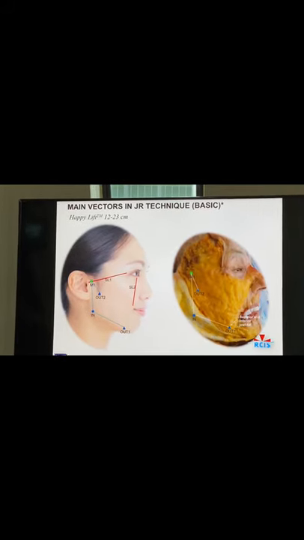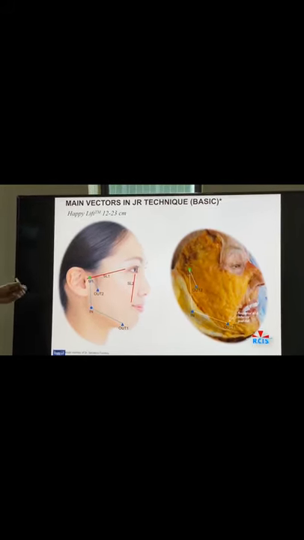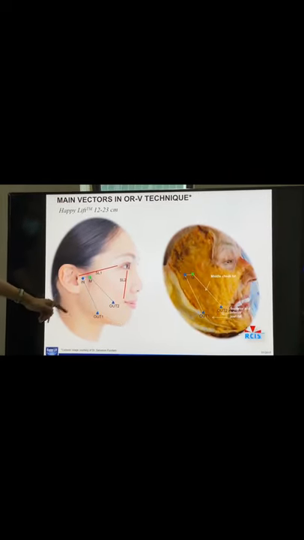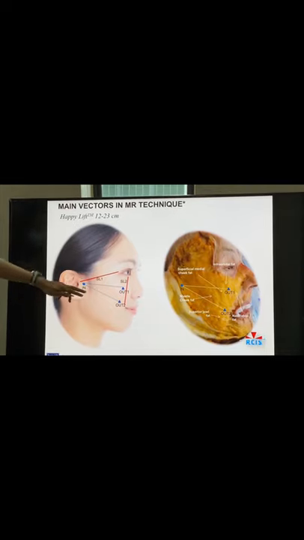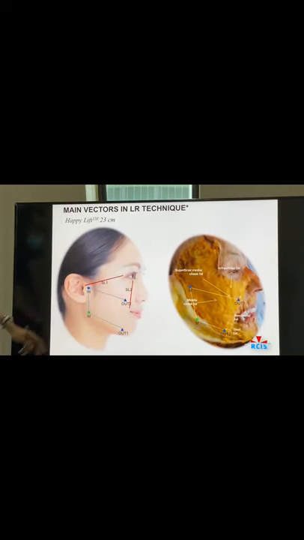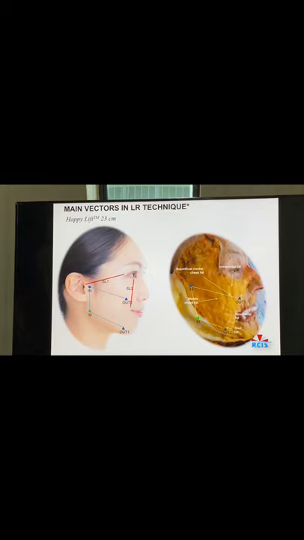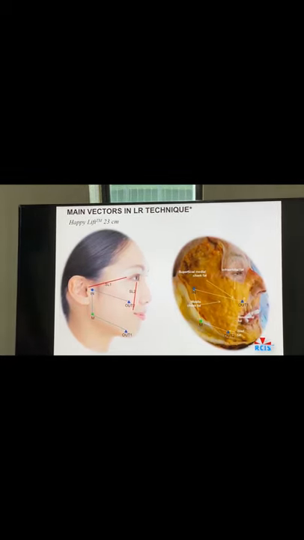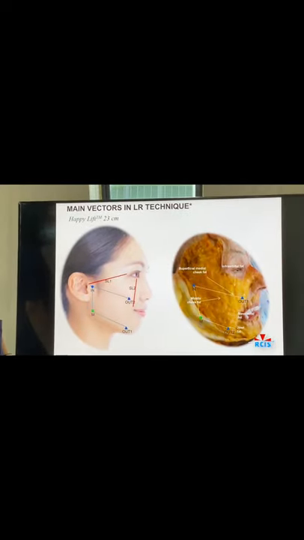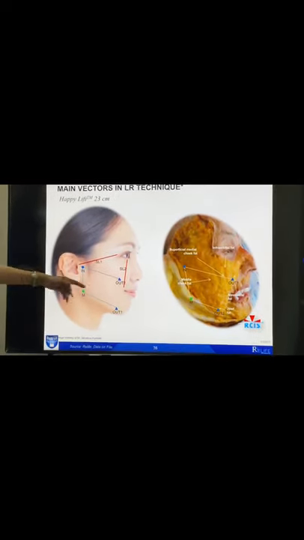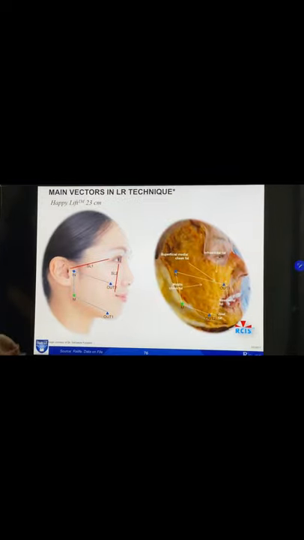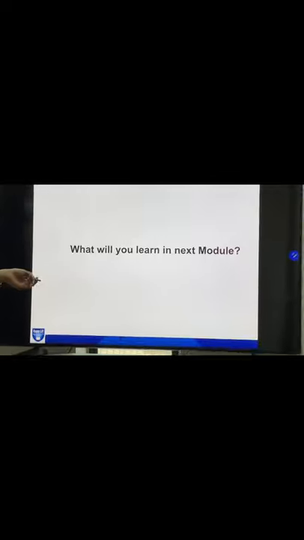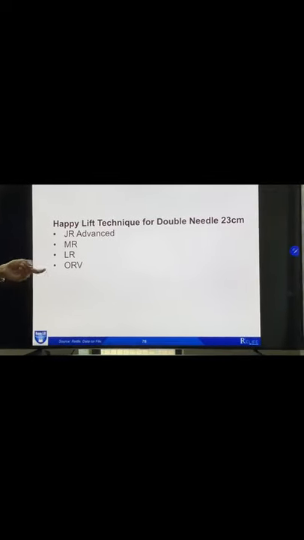Just to recap: JR is basic for 12 cm, then ORB, and then MR and LR. For LR, if it is a very small face, maybe 12 cm is enough. But usually the patient has a larger face and 12 cm is often not enough, so we need to use 23 cm. Okay, that's it. Those were all the 12 cm methods.